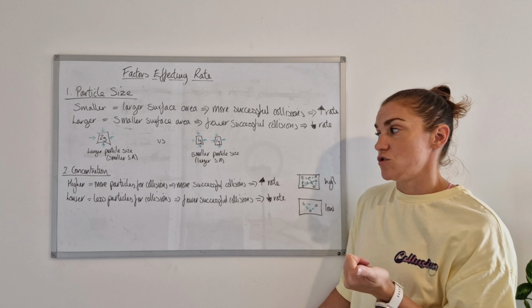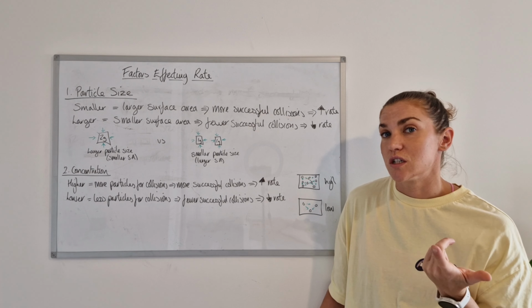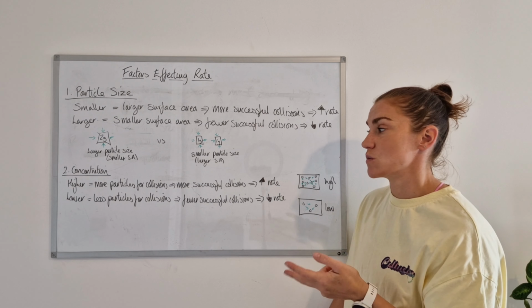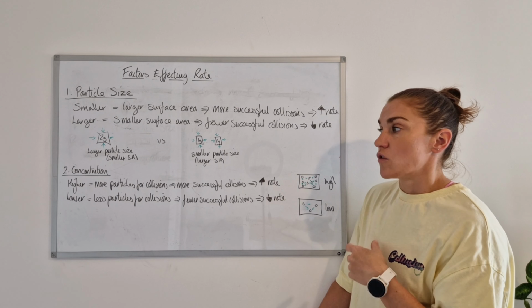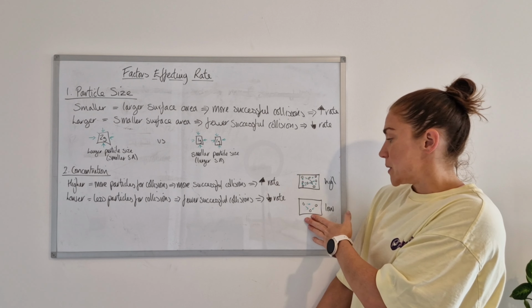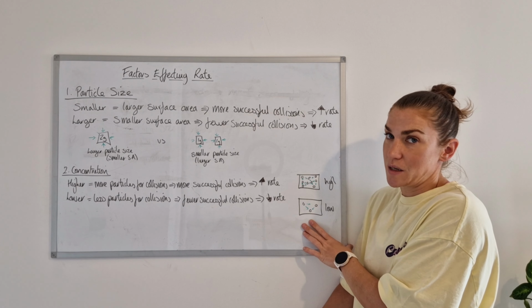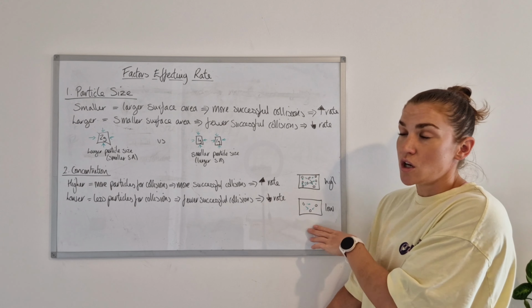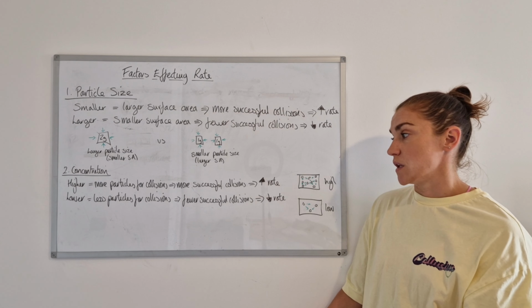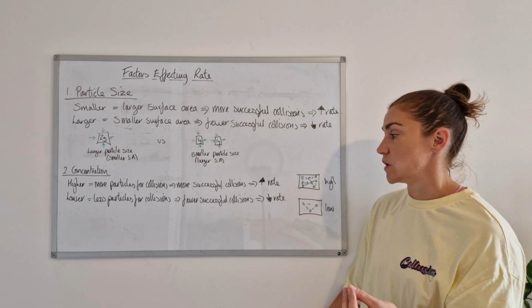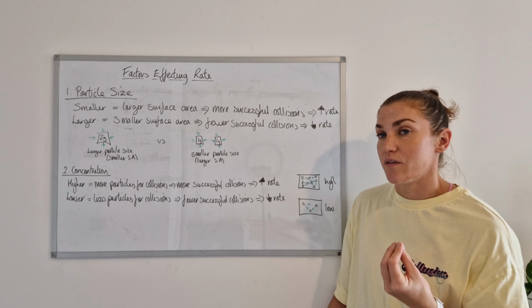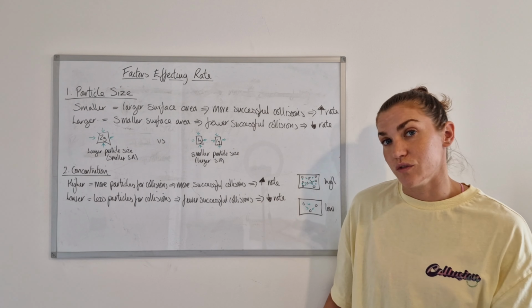Okay, so higher concentration means you'll get an increased number of successful collisions, which will then increase the rate. For a low concentration, it's just the opposite. You've not got very many particles available for collisions, so fewer collisions will take place, fewer successful collisions will take place, and therefore you'll have a lower rate of reaction.